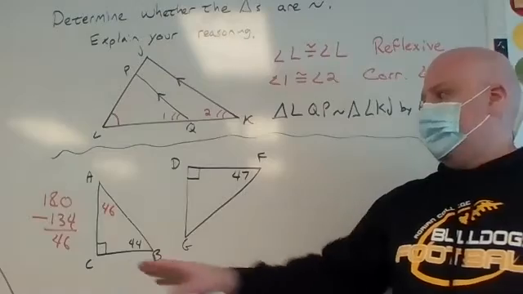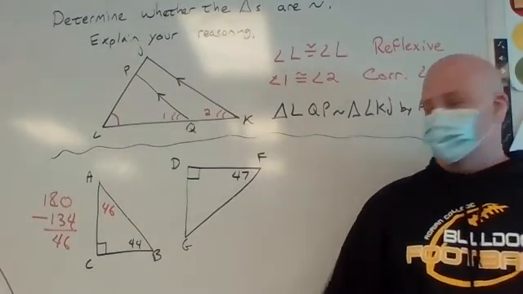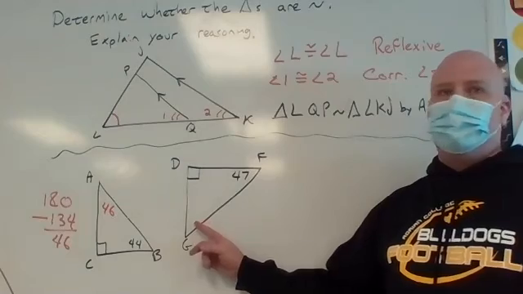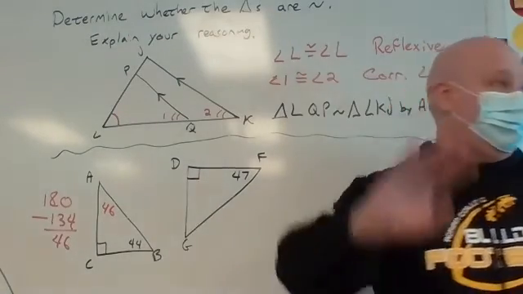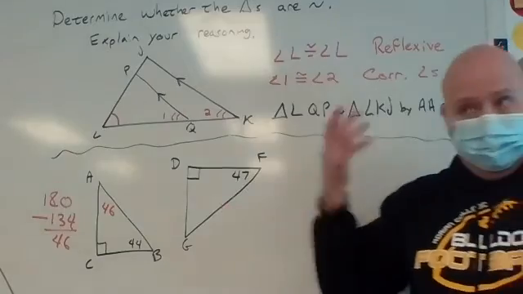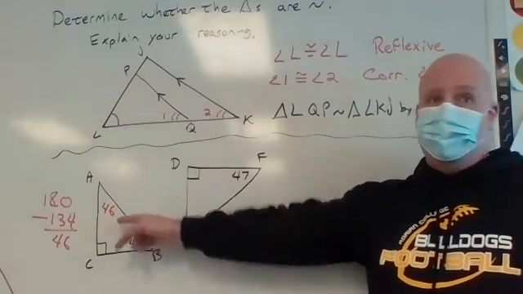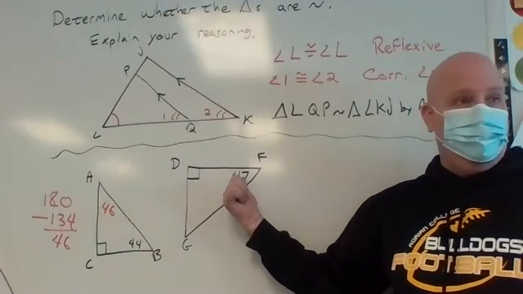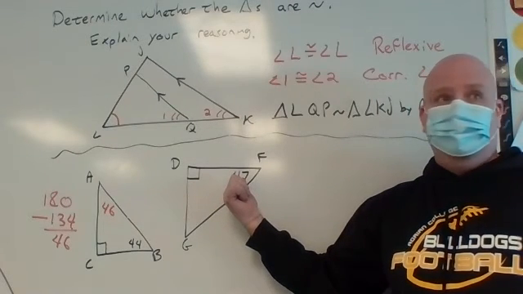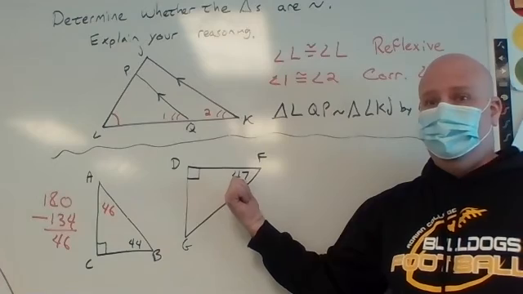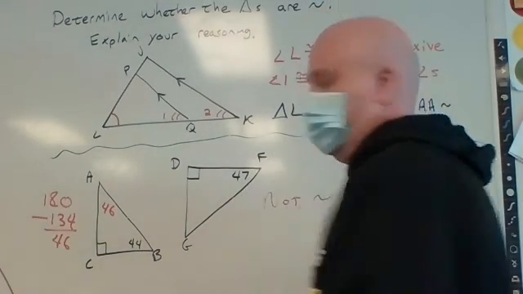There's no more angles to be had here. So I have 90, 44, and 46. Could I find this missing angle? Yes, the same exact way. But do I even need to worry about it? No. 90 is equal to 90. We can all agree they have one in common. Those are congruent. But 46 and 44 are never going to be 47. So are they going to have two angles congruent? No. And so this is not similar.